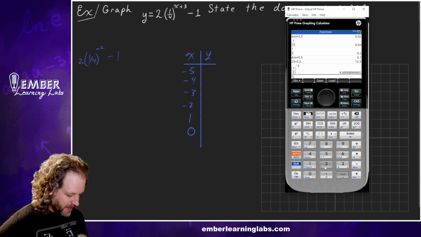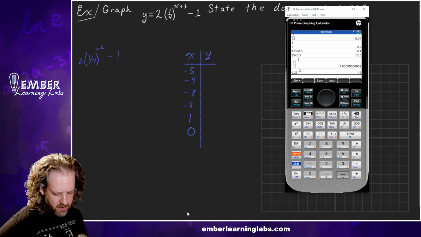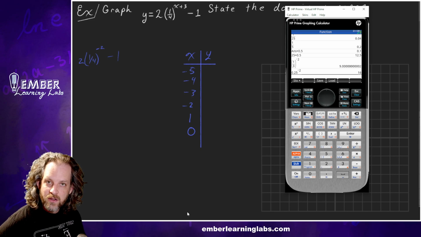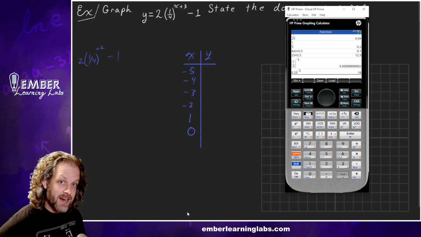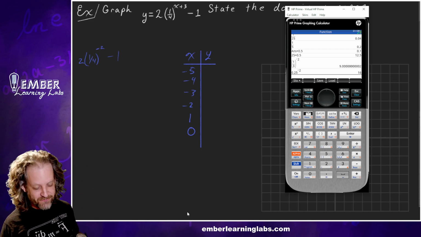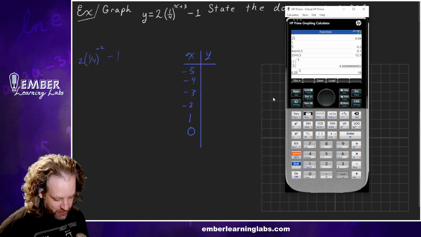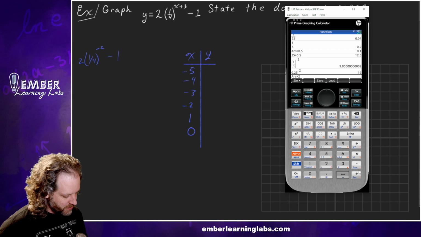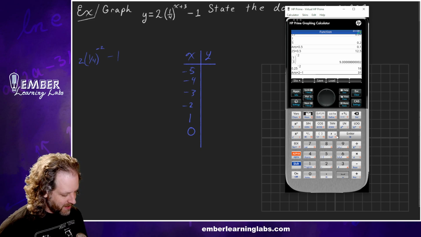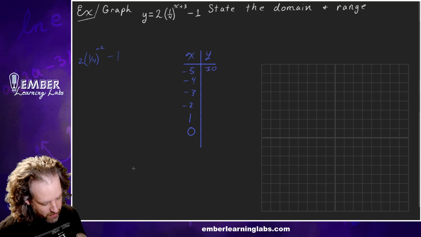Let me prove that that's true. 0.25 to the negative 2. What did I just say? Oh, 4 squared, which is, I told you I was tired. I'm glad I proved it to you because 4 squared isn't 8, it's 16. 16 times 2 minus 1 equals 31.